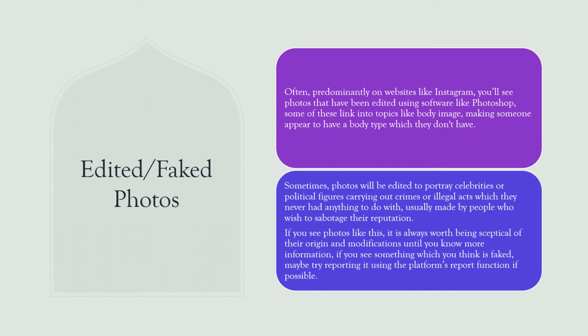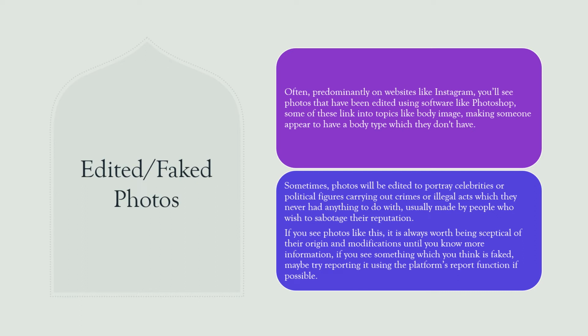Edited or faked photos. This is a big talking point in the news at the moment, especially around things like body image and social media with young people. Often, predominantly on websites like Instagram and Twitter, you'll see photos that have been edited using software like Photoshop or other image manipulation programs. Some of these link into topics like body image, making someone appear to have a body type which they don't have.